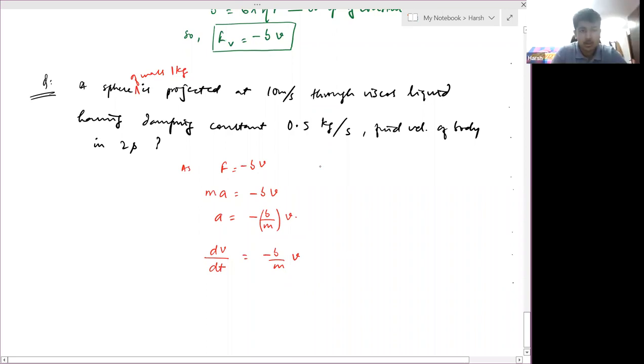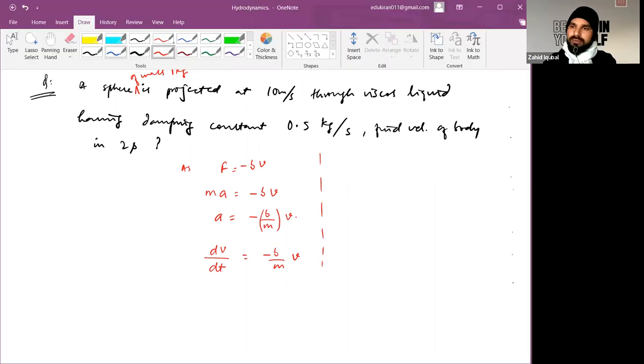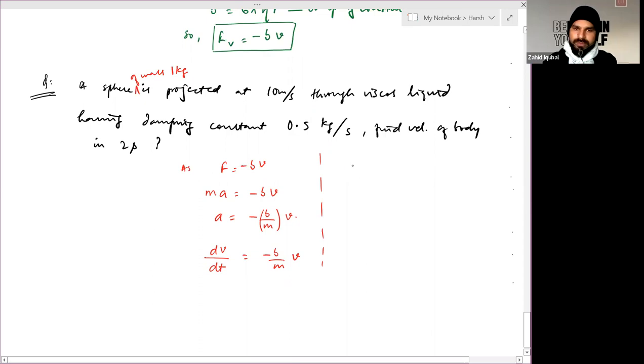Yes. So just rearrange this expression and keep the same variable on one side and the rest of the terms on the other side. So we may write dV divided by V on one side and minus B by M into dt on the other side. Is it clear?